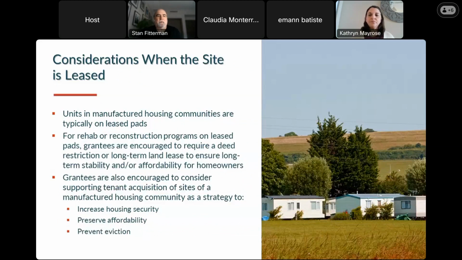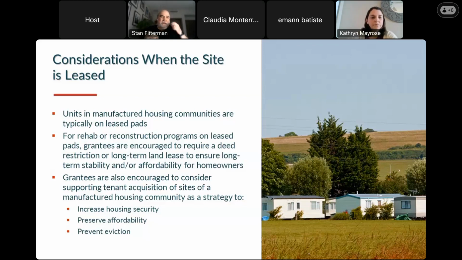Okay, for those of you that were able to join us last week, you may recall that units in manufactured housing communities are typically on leased pads, and the homeowner owns the unit, but someone else typically owns the land. And as we mentioned last week, this can lead to some unstable housing situations if the owner of the community decides they want to sell, or there's really nothing prohibiting them, other than market forces, from consistently raising rent. So rents could get to a point where they are unaffordable for certain tenants.